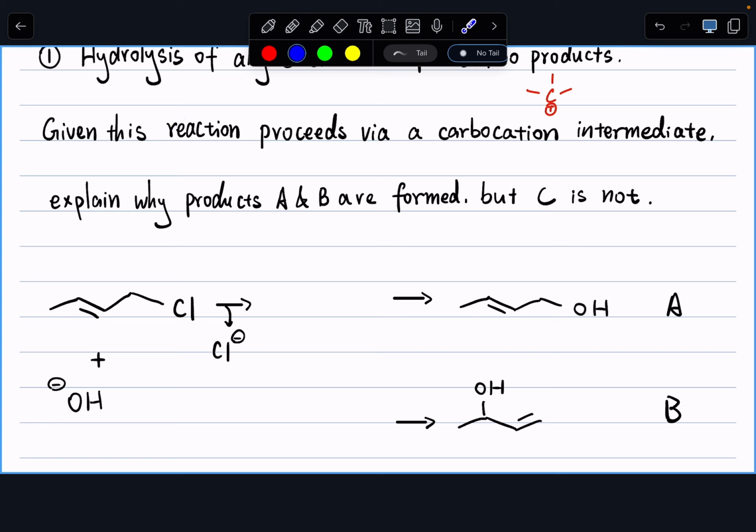What do we know? It says the reaction proceeds via a carbocation intermediate. So this is my reaction. We must form some kind of carbocation intermediate. So how do we form a carbocation intermediate? Well, we're breaking this carbon-chlorine bond, so the electrons go to chlorine. We're also telling you we're forming a chloride, Cl minus. So the electrons must go from that single allylic carbon-chlorine bond into the chlorine atom. And we end up getting the intermediate to be something like this.